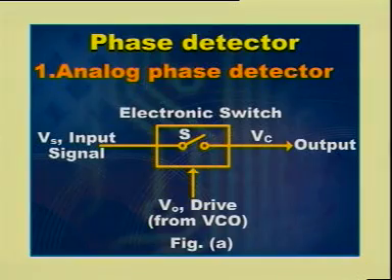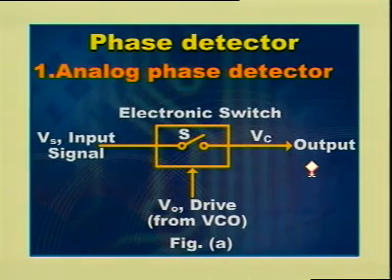First of all, let us consider analog phase detector. As shown in figure, analog phase detector is simply an electronic switch. The switching action is controlled by the VCO voltage. The VCO voltage is usually a square wave. So, during on time period of the VCO voltage, the switch is closed, then output voltage of the phase detector is equal to the input signal voltage. If VCO voltage is at low level, then switch is open, then output of the phase detector is 0.